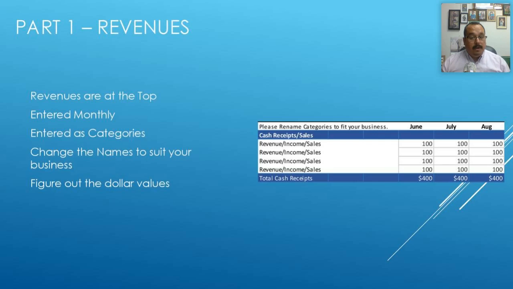Now, when we enter numbers into the cash flow statement, remember that there is 12 months of this. Well, I'm only going to show you the first 3. So the revenues at the top, they are entered as monthly totals. They are entered as categories, and you can change the name to suit your business. You don't have to change your name. You don't have to change the categories, but it helps you communicate with me.